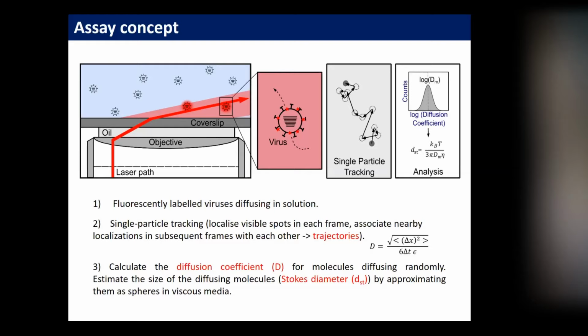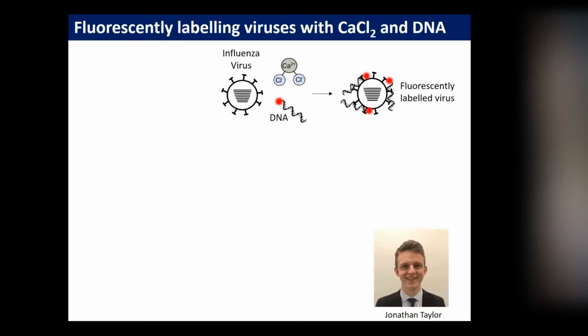So for this to work, what we need is a really quick and easy way of getting bright fluorescent virus particles. This work was done by a former MPhil student in the group, Jonathan Taylor. What Johnny was able to show was that if we take an envelope virus like influenza and add a positively charged cationic solution like calcium chloride to it, as well as short DNAs modified to contain a fluorophore, the calcium chloride will actually bind those DNAs to the surface of the virus, and you get a fluorescently labeled particle.